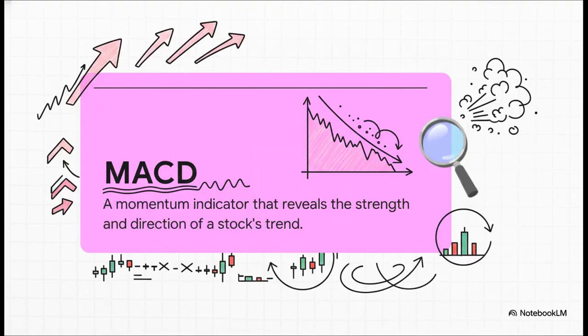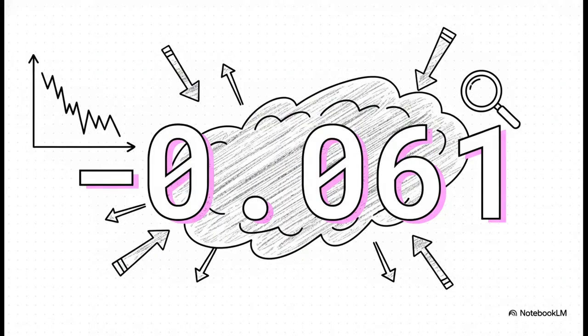Next, let's look at the MACD. This is a classic tool for figuring out a trend's momentum. It basically asks, does this trend have legs? Is it a runaway train, or is it about to run out of steam? Let's find out. And there it is, a key piece of evidence. The reading is negative 0.061. This is a totally unambiguous signal from the lab. It tells us that the downward momentum has some real force behind it.